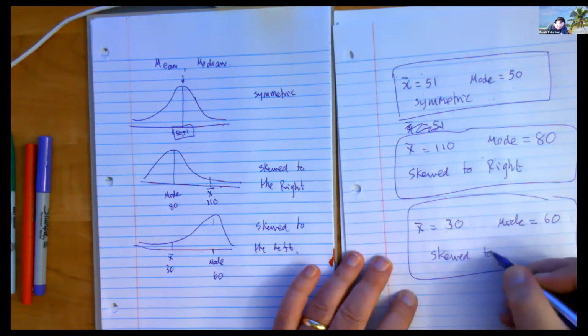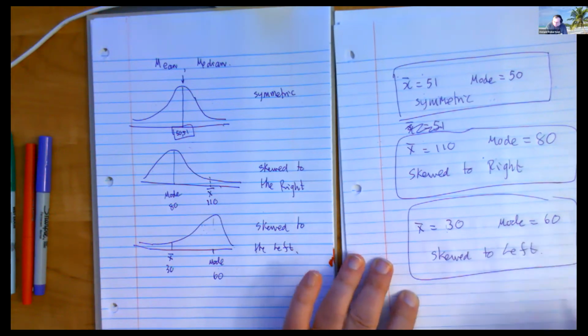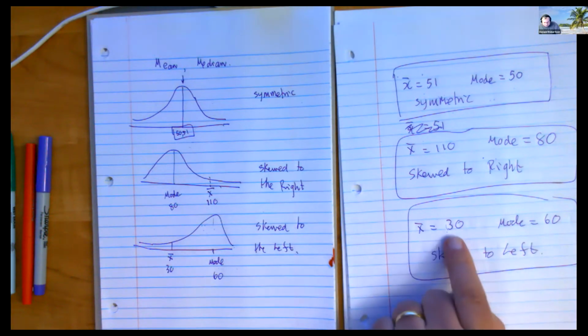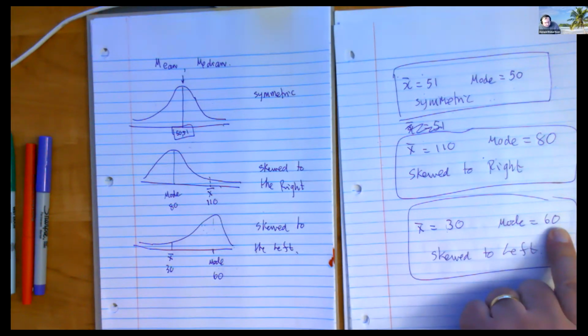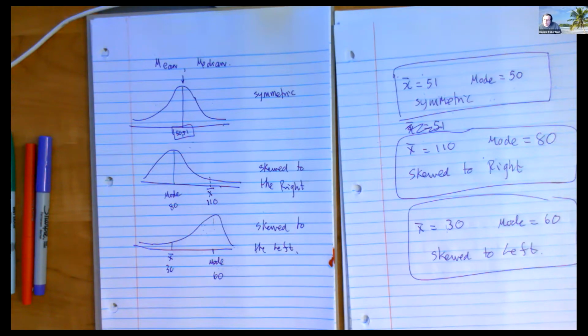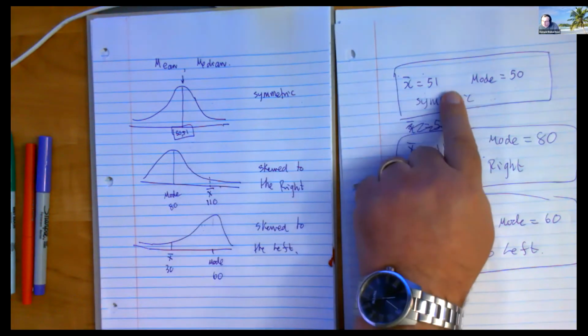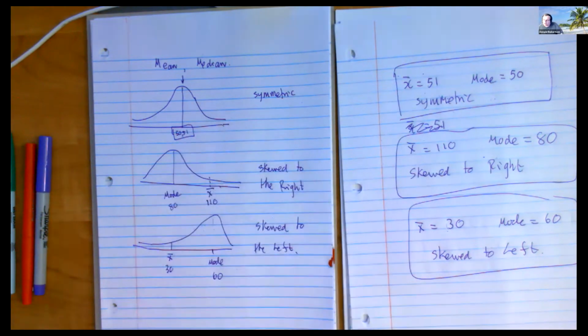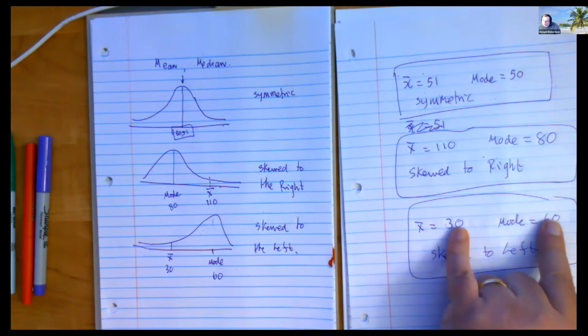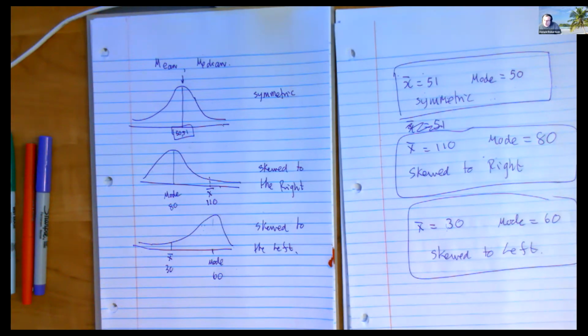So if you were given very limited information, if I basically said, you've got some data that's unimodal, and the mean is 30, and the mode is 60, what kind of shape would you expect the data to be? You would say skewed left. If I gave you this information, you'd say skewed right. If I gave you this kind of information, you'd say symmetric. So only knowing those two numbers, you get quite a lot of insight into what data sets might be.